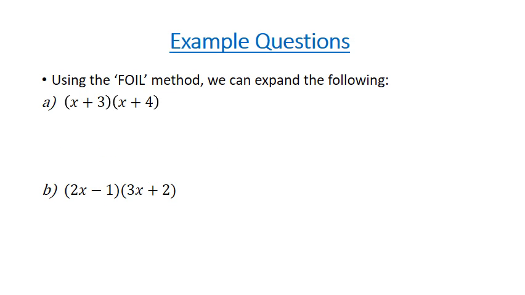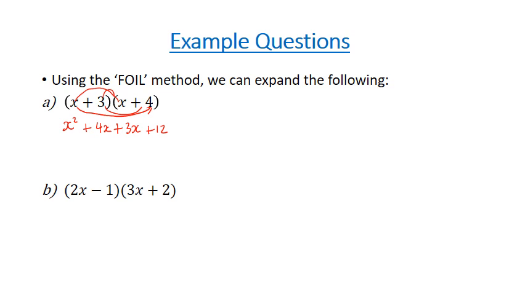Now let's have a look at an example of using FOIL. It might make a little bit more sense when we're using an example. First question says, use the FOIL method to expand the following. So remember, F stands for first, so I'm going to multiply x and x. That gives me x squared. The O stands for the outer or outside terms, so I'm going to multiply the x and the 4, which gives me 4x. The I stands for the inside terms, so that's going to give me 3x. And the L stands for the last terms, which is going to give me 12.